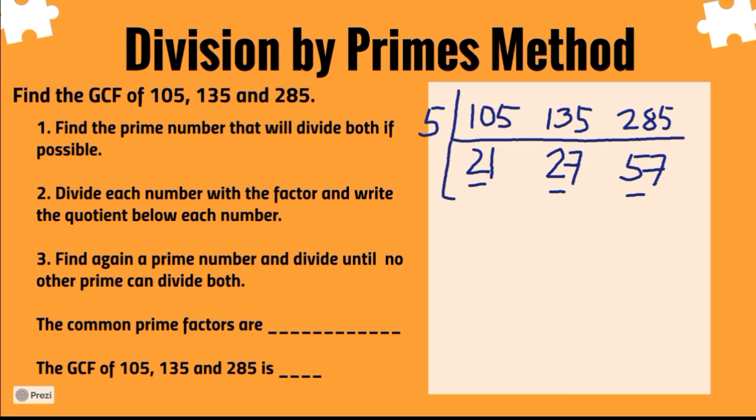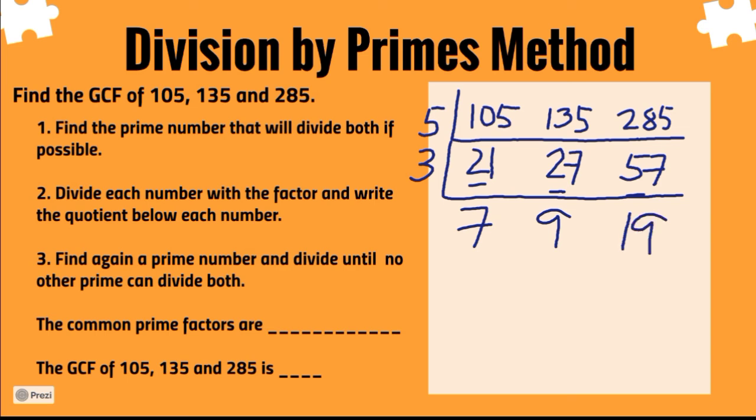So, ibig sabihin ng 21, 27, and 57 are still composite number. Dahil pwedeng i-divide by 3. So, 21 divided by 3 is equal to 7. And 27 divided by 3 is equal to 9. And 57 divided by 3 is equal to 19.